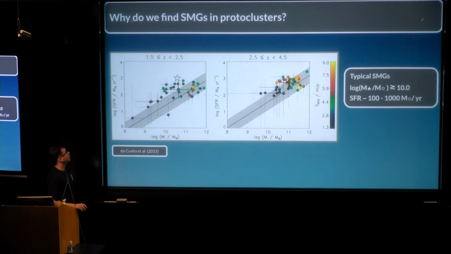So why do we find 2 millimeter sources, which are very rare objects, in protoclusters? In this work, I'm showing the star formation and stellar mass relation at 2 different redshifts. Those are galaxies that are pretty massive and are still on the main sequence. So those are the 2 millimeter galaxies. And since we expect to have more massive galaxies in this environment, for that reason we expect to find 2 millimeter galaxies, hereafter SMGs, in protoclusters.